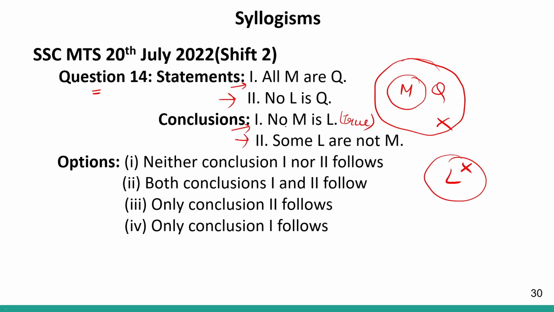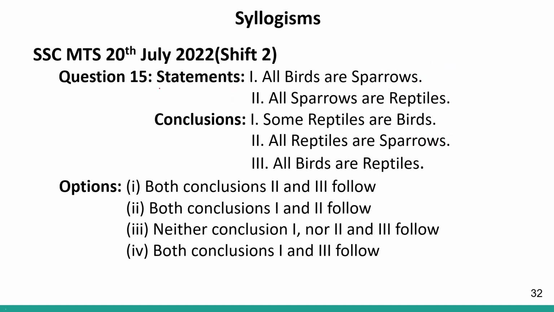Conclusion number 2 says some L are not M. So definitely some L will be not M. This is also true. So both my conclusions will follow. Answer will be option number 2, that both conclusion 1 and 2 follow. Clear? Coming to question number 15.